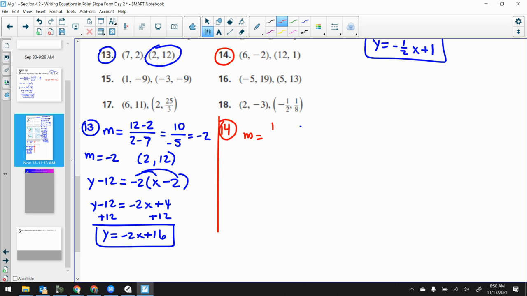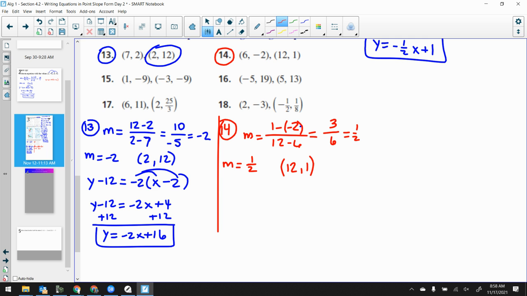1 minus negative 2 over 12 minus 6. Good. So 1 minus negative 2, watch out for that. That's a 1 plus 2. So 3. 12 minus 6 is 6. So what does that reduce down to, Nick? 1/2. Good. So m is 1/2. And then what coordinate would you like to pick? 12 comma 1. Keeping it positive.